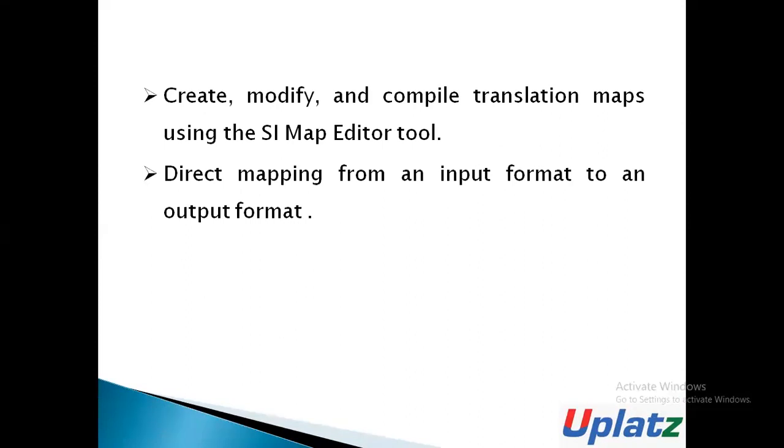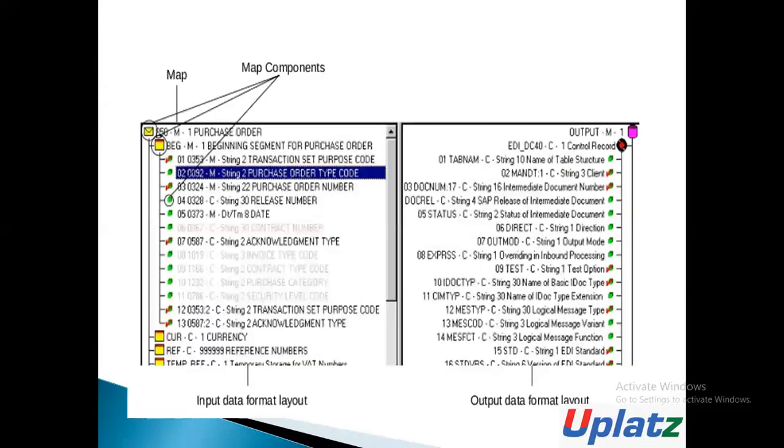Okay, now we will go to the SA map editor tool. I will show you how you can create, modify, and compile the translation maps using the SA map editor tool, and also the mapping from input to output. This is just a mapping structure, like a sample map, the inbound map. Here it is an 850, a purchase order, which is the main root element, with its related segments, BG segment and elements like this. And the output, our target side, is an EDI DC40, meaning the SAP side.